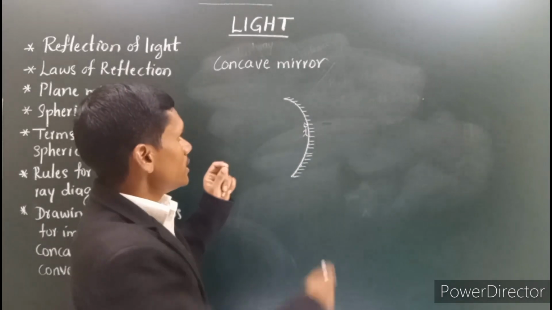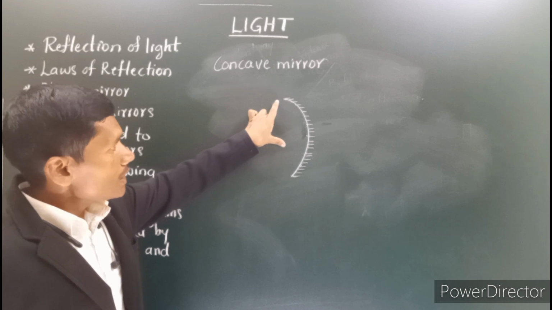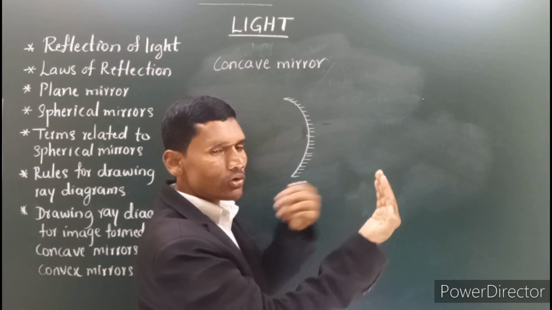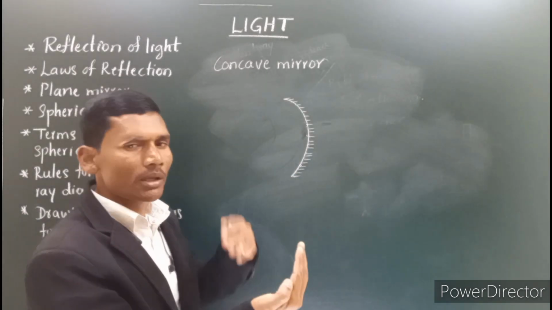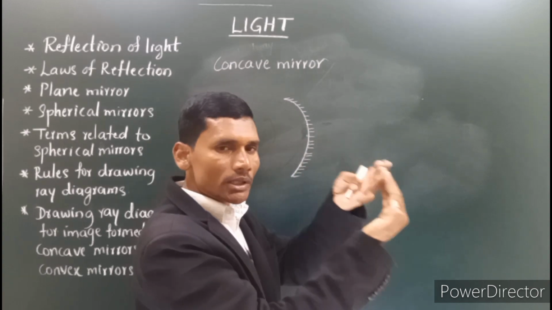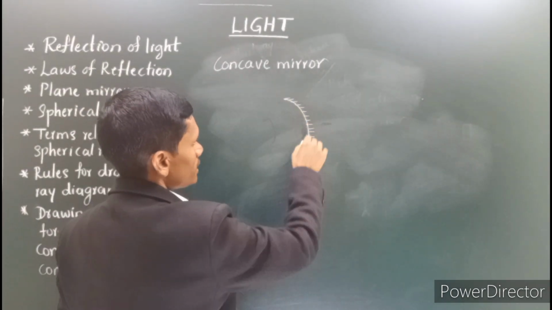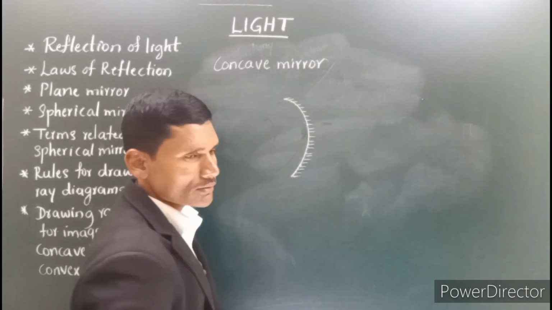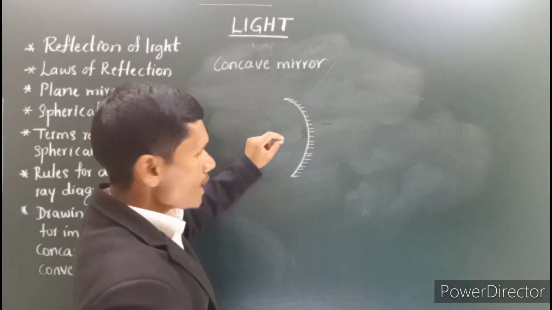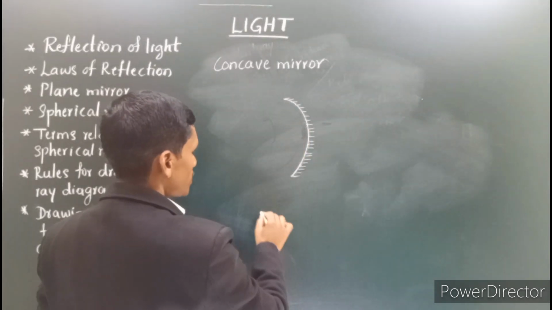Now this is the reflecting surface of this mirror. Is it curved inwards or not? So a spherical mirror whose reflecting surface is curved inwards is called a concave mirror. This is curved inwards, so that is why this is called a concave mirror. Now coming to this concave mirror, we have to learn some of the terms. Okay, what is that?